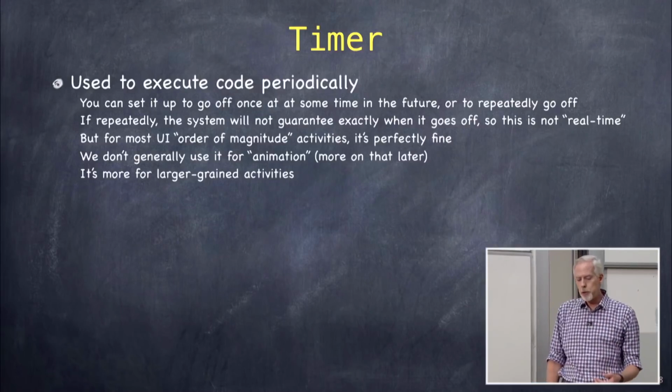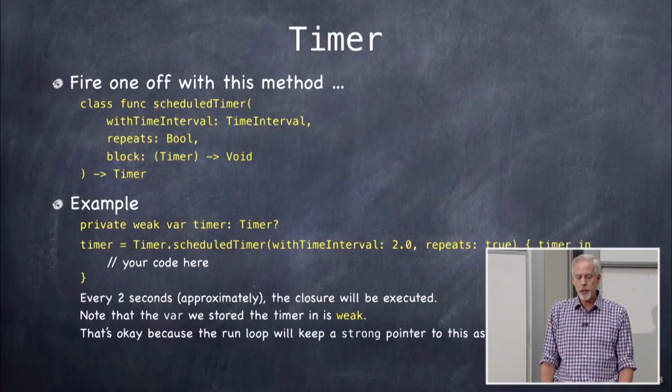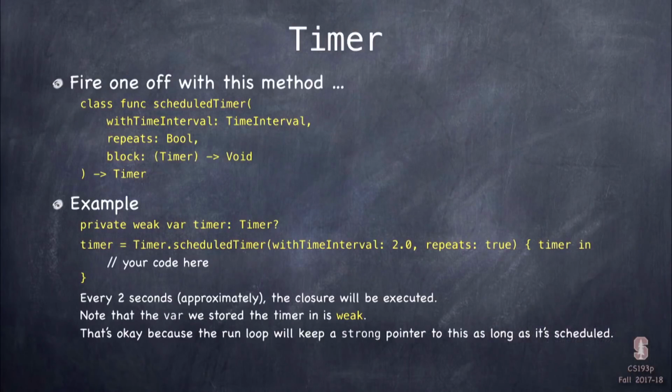So how do we use timer? The easiest way is to use this class function on timer called scheduled timer. It only has 3 arguments. One is the time interval to wait until it executes, another is whether it repeats, keeps doing it, and the last is the block of code, which is a simple little block that takes a timer as the argument and returns nothing. And it'll just execute that code. So it could not be simpler.